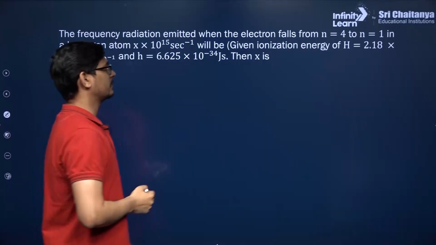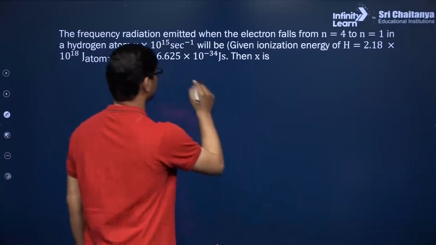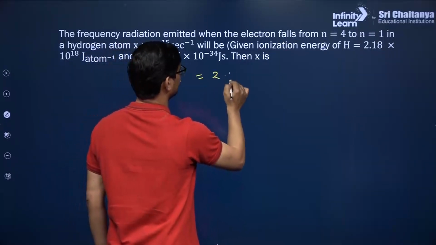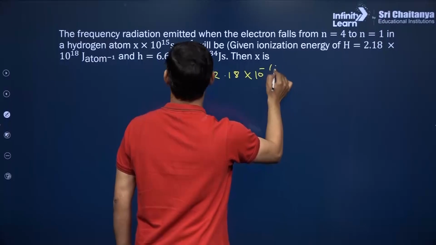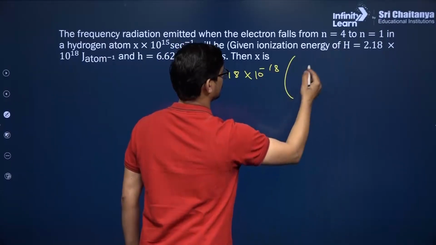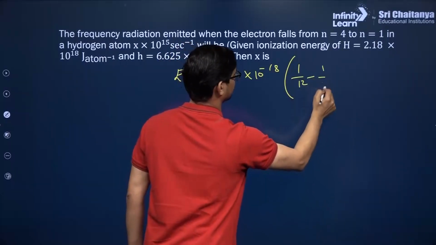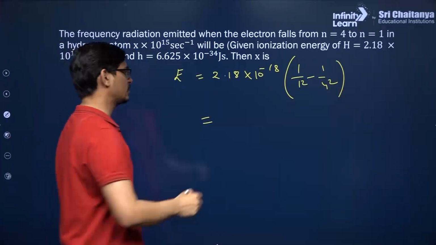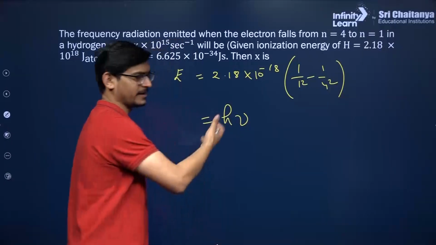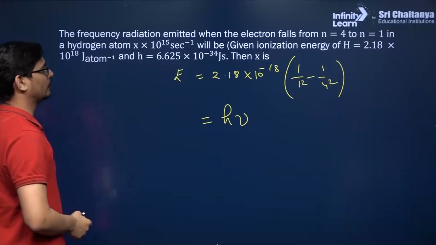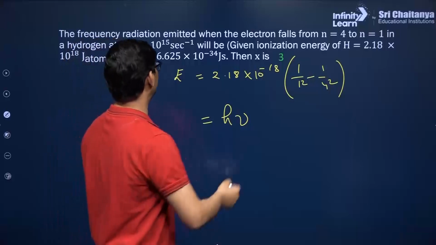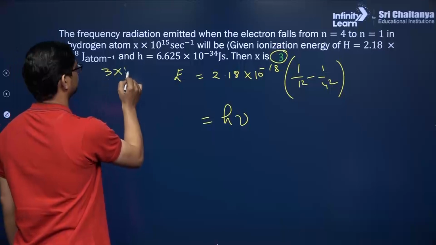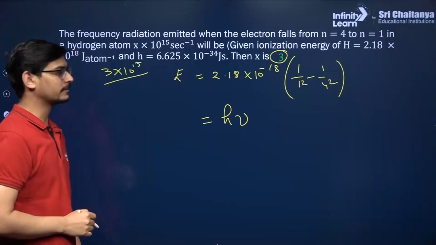The frequency of radiation emitted when electron falls from 4 to 1. So we know that energy is Rydberg constant, which is nothing but the ionization enthalpy of electron, which is given to be this. Electron falls from 4 to 1. So 1 upon 1 square minus 1 upon 4 square. So calculate this energy and equate it to h nu. Right? That is divide this value by the Planck's constant. You will get the frequency. So it will come out to be approximately 3 into 10 raised to the power 15, right? So that will be the correct answer.